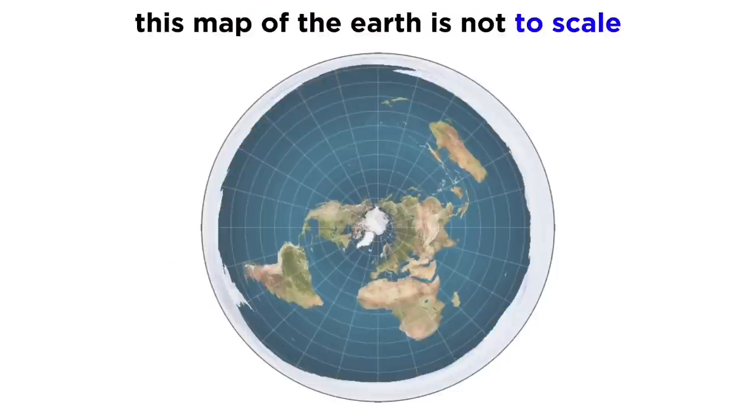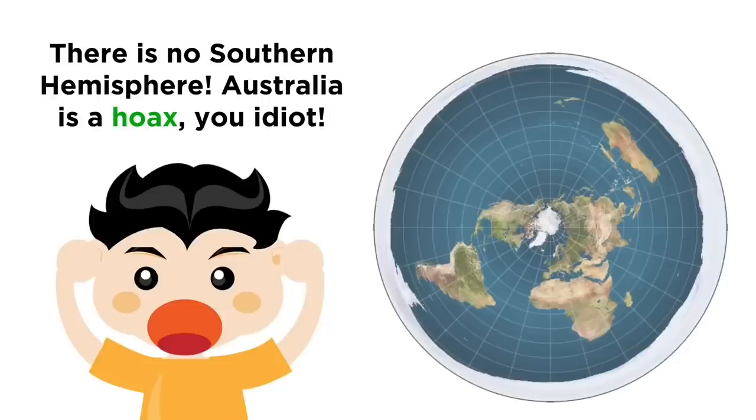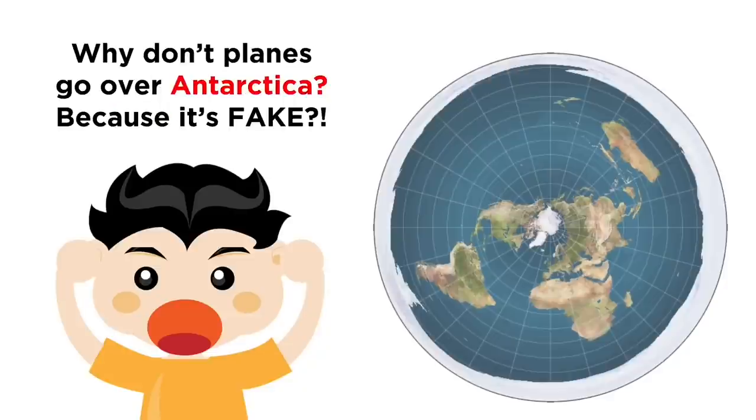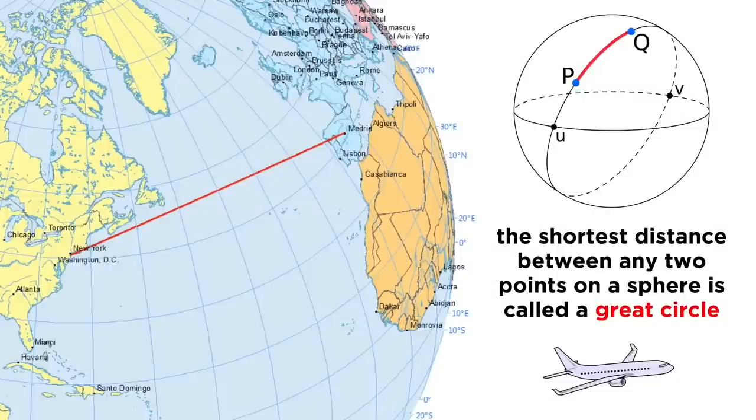That's why pretending this is a real map is stupid, and that's why Flat Earth priests pretend the Southern Hemisphere doesn't exist. It ruins everything for them. As for their whining that flights don't travel over Antarctica, well, there's no reason for them to do that. The shortest path, which we call a great circle, for any common route, doesn't pass directly over Antarctica.